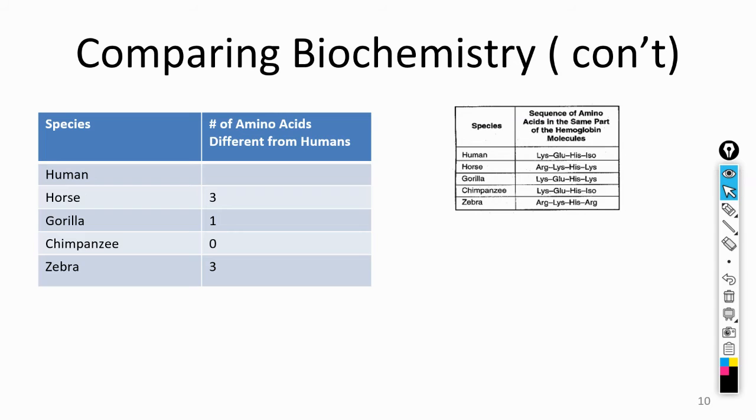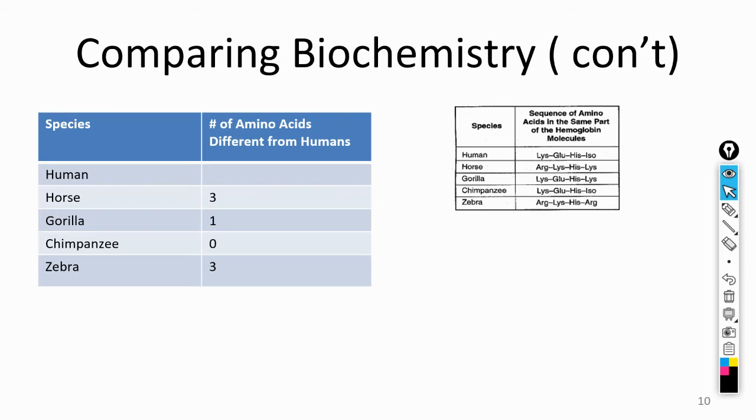So all of these organisms have a circulatory system. They all have red blood cells. They all have hemoglobin. The hemoglobin performs the same function, which is to carry oxygen. And so what we're doing is comparing the amino acids in this hemoglobin between these different species, and we're looking at how many amino acids they have that are different from humans.